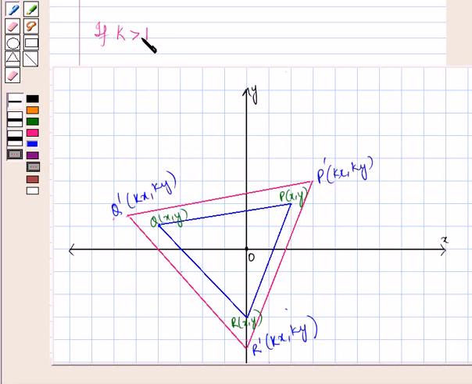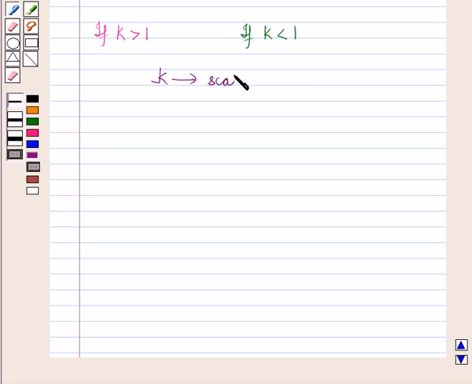So, if k is greater than 1, then the triangle PQR will be enlarged to a new triangle P dash, Q dash, R dash. And if k is less than 1, then triangle PQR is contracted to form a triangle P double dash, Q double dash, R double dash, each having coordinates (kx, ky). So this is how dilation takes place when we multiply the coordinates of the vertices of a given triangle, or of the given geometrical figure, by k. And this k is called the scale factor.